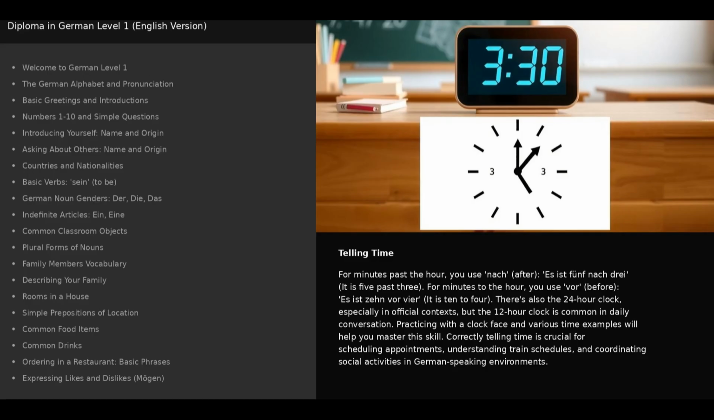before. There's also the 24-hour clock, especially in official contexts, but the 12-hour clock is common in daily conversation. Practicing with a clock face and various time examples will help you master this skill. Correctly telling time is crucial for scheduling appointments, understanding train schedules, and coordinating social activities in German-speaking environments.